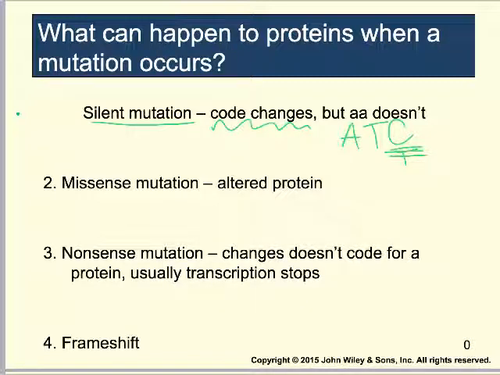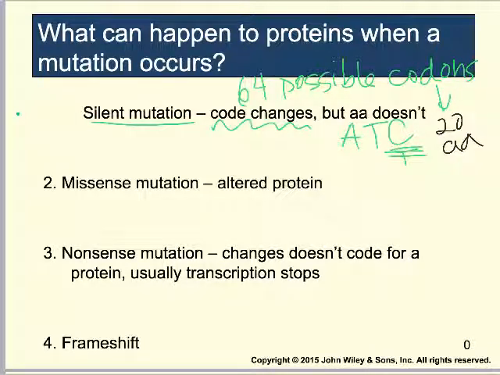You have to remember that we have 64 possible codons, but we only have 20 possible amino acids. So there's more than one way to get an amino acid. So we can have a change that causes a silent mutation. The code can change, but the amino acid doesn't.